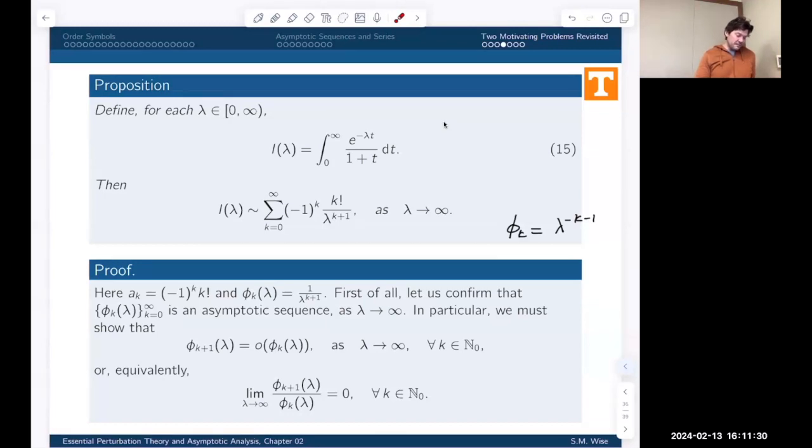All right, so the first step, as I said, let's show that this is an asymptotic sequence. And so that means that we have to show that phi_(k+1) of lambda is little o of phi_k of lambda as lambda goes to infinity. And this should hold true for every index k that we're using in our sequence. So this sequence, by the way, we start out here whenever k is equal to 0, this power is 1. Normally it would start out with 0, right?